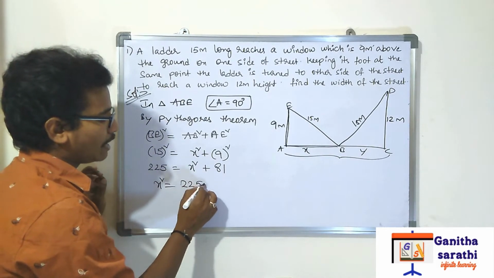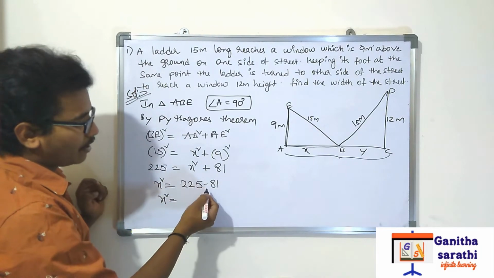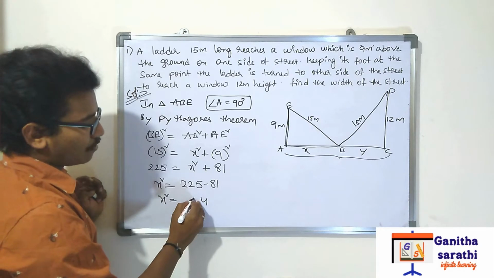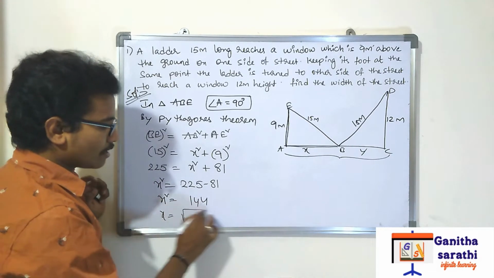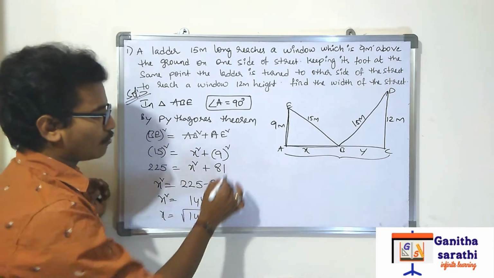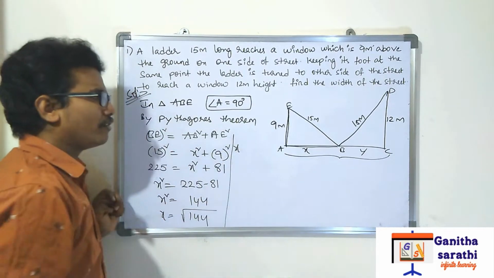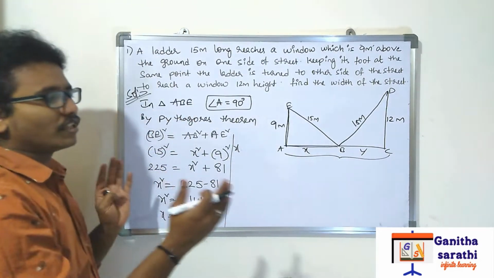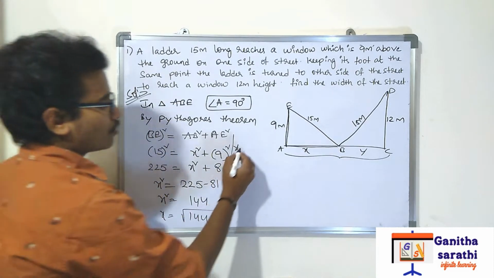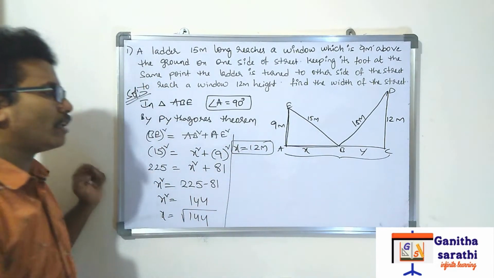225 minus 81, how much? x square is equal to 144. Then x is equal to the square root of 144. What is the square root of 144? Plus or minus 12, right? We should take only plus 12. Why? Because this is a width. The width of the street will not be negative, right? So x will definitely be how many meters? 12 meters. We got the value of x.